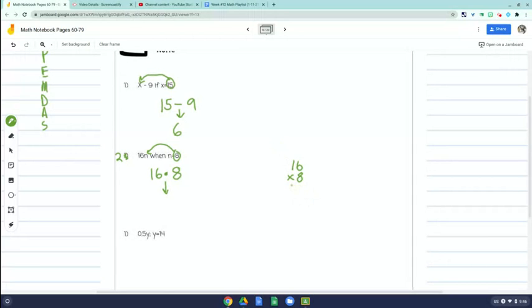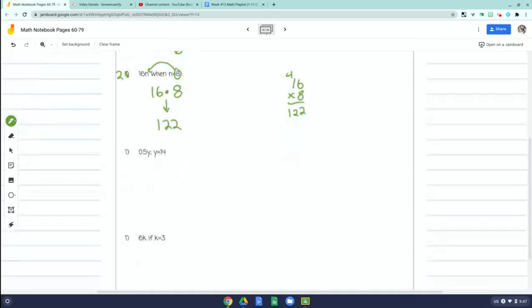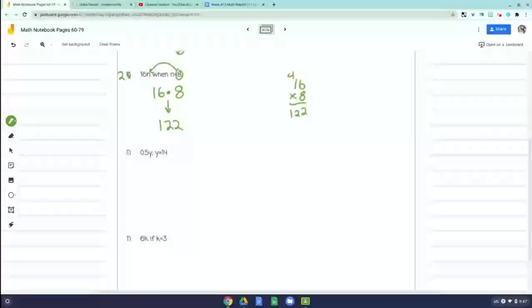8 times 6 I know is 48. So I'm going to put the 8 there, carry the 4. 1 times 8 is 8 plus 4 is 12. So 128. So the value of this expression when n is 8 is 128. And I'm showing all my work. That's something that the instructions said. Not much work is going to need to be shown here, obviously.